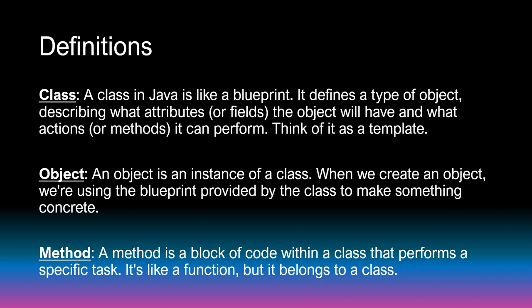For example, I could have a class of shapes, and I could have a different area depending on the type of shape. An object is an instance of a class. It's like taking that blueprint and bringing it to life and supplying data in the attributes or fields that we can then use whenever we perform the actions or methods on that object. So it's taking your blueprint or your class and bringing it to life. A method is a block of code within a class that performs a specific task, similar to what we would call a function in C or C++, and it belongs to that particular class.